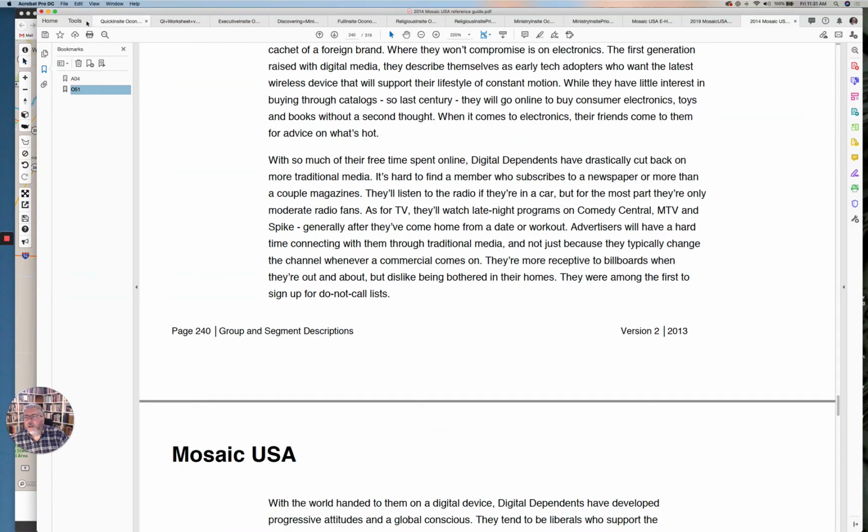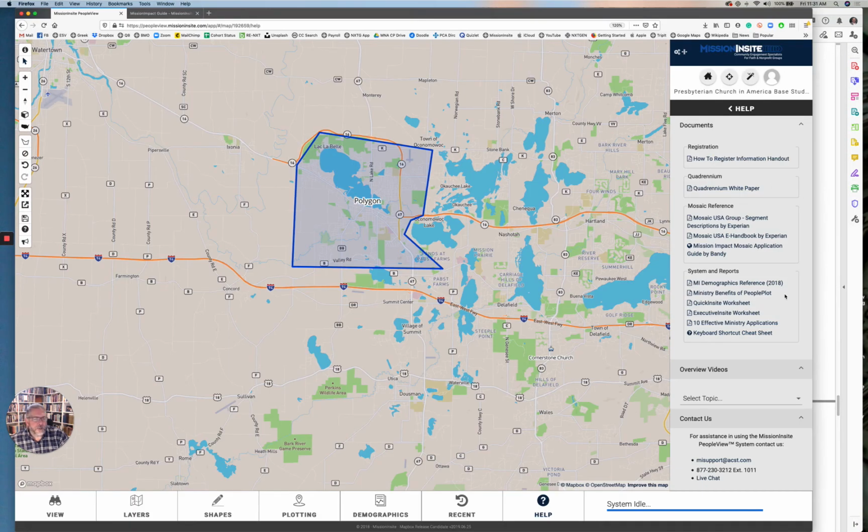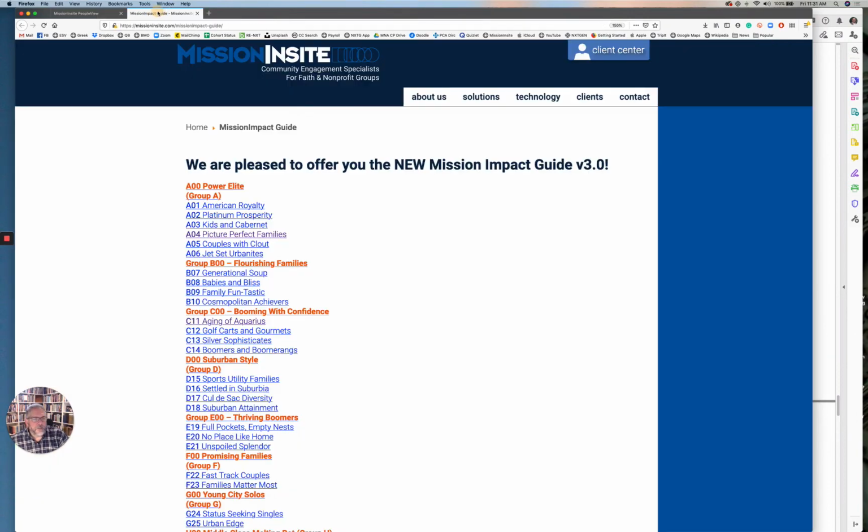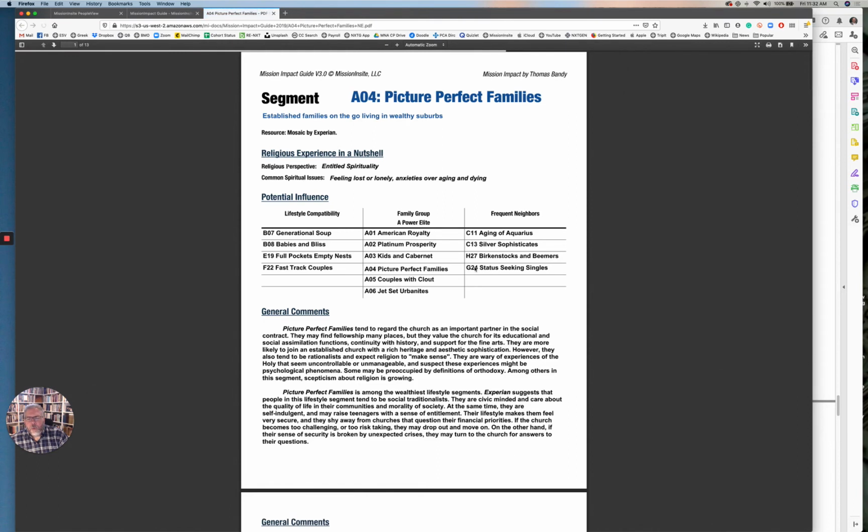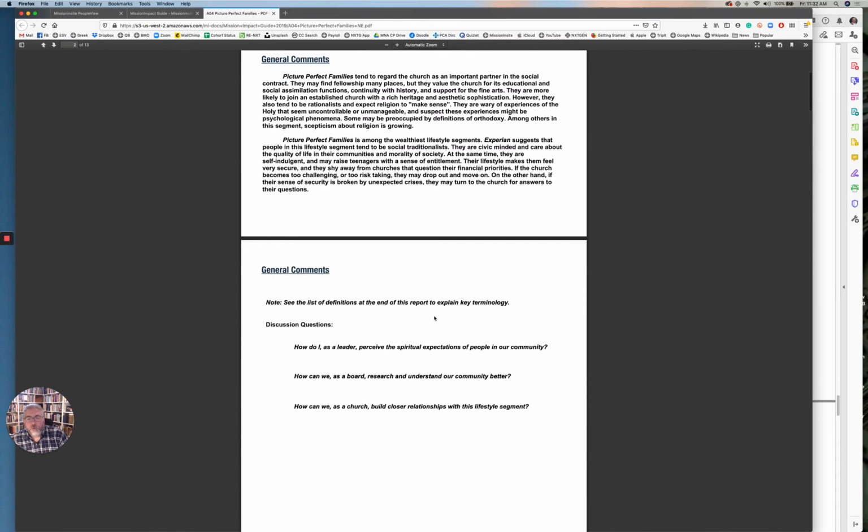There is an option that you can connect through here, listed under the Mission Guide. This is a newer version of that. So if you were to click on that, what this one does, rather than giving you just a narrative, it breaks down the connections with these people. So here's the group that they're in, but also their lifestyle compatibility versus who might be their neighbors.